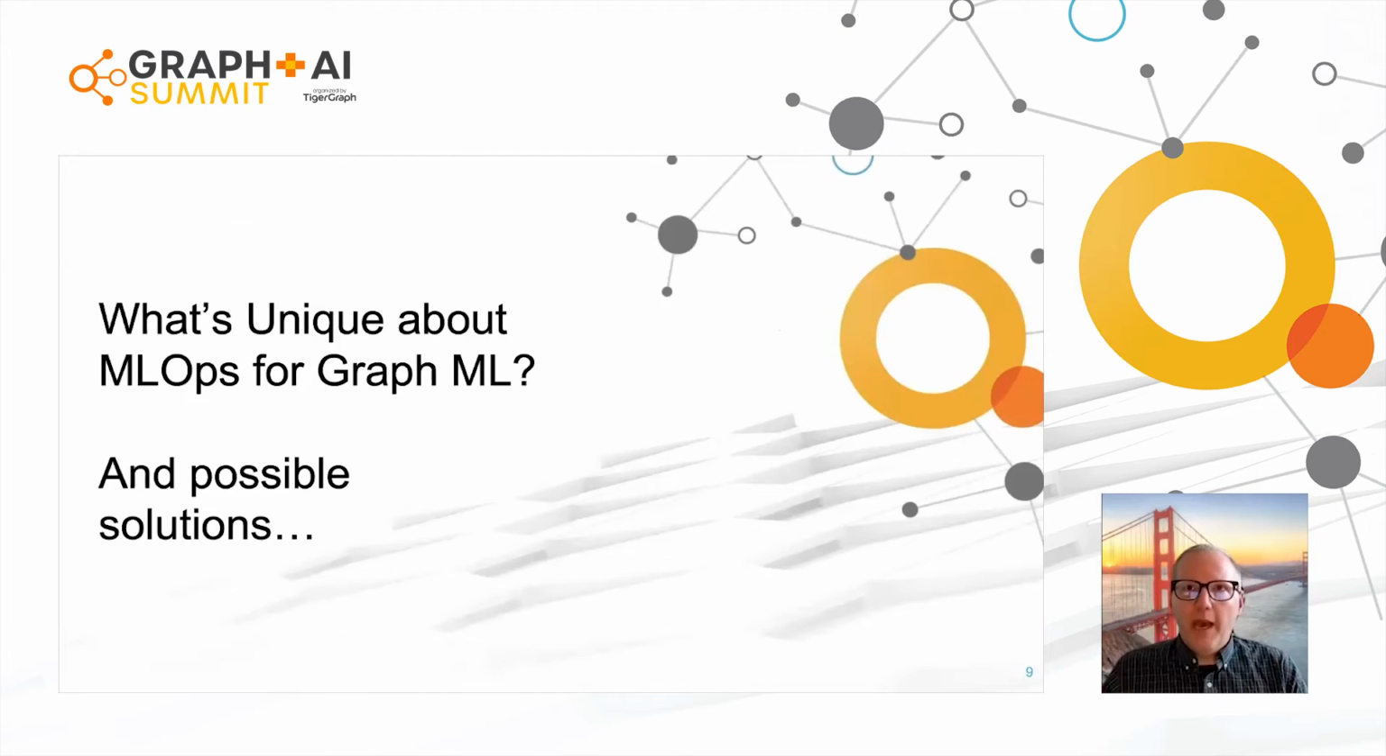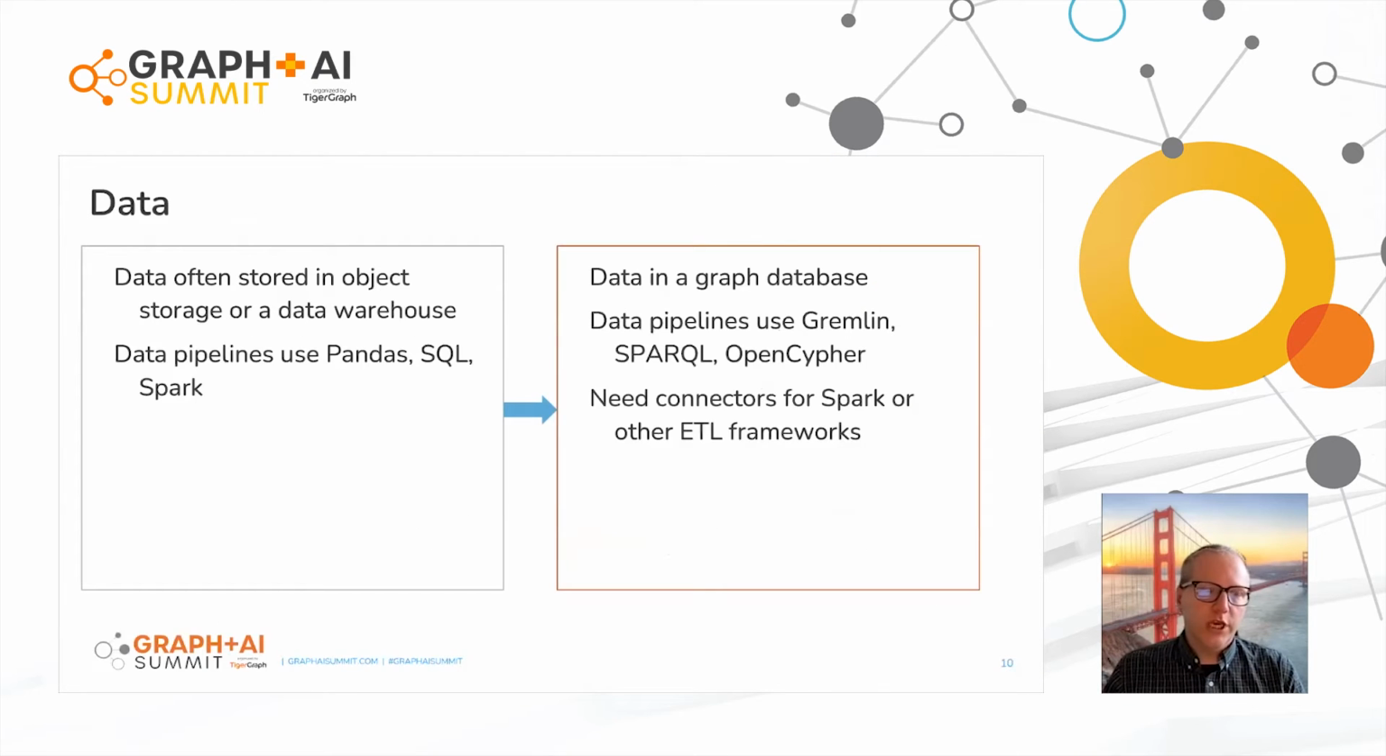So with that brief background, now let's look at what's unique about MLOps when we talk about graph machine learning, and then how do we overcome some of those challenges? It's worth noting here just briefly that if you look at the history of machine learning, before we had deep learning or neural networks, there were some very powerful and well-proven techniques to do things like regression or classification for things like customer churn prediction.